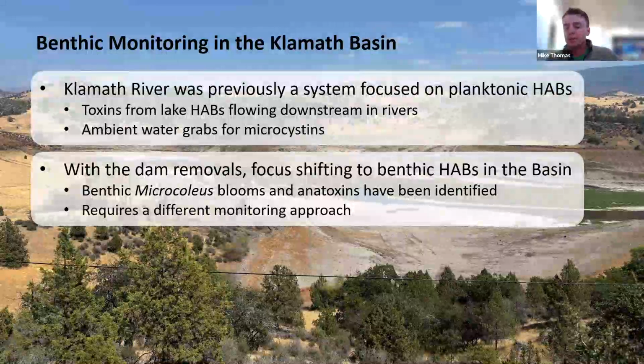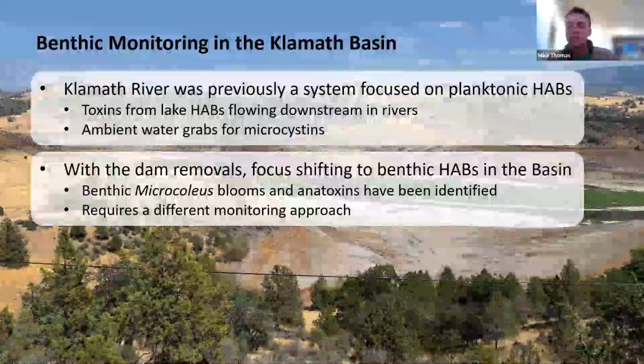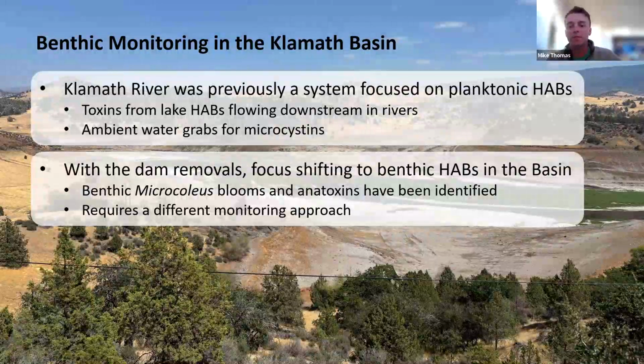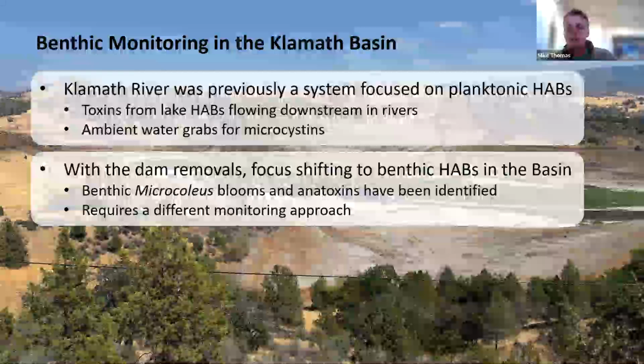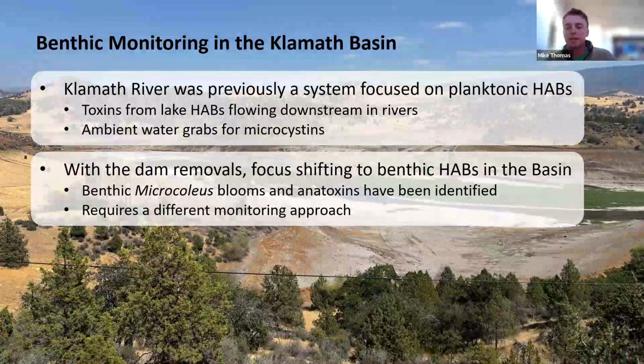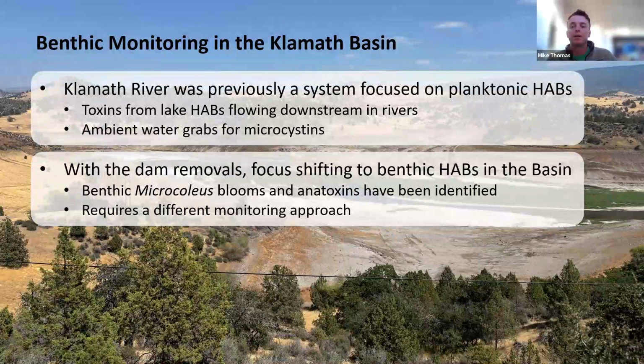Now that these specific blooms are taken out of the equation with dam removal, more attention is shifting to benthic HABs in other parts of the basin. Benthic Microcoleus blooms and anatoxins have been identified, for example, in the Scott River. And as we saw in this presentation, identifying and characterizing these blooms will require a different monitoring approach.